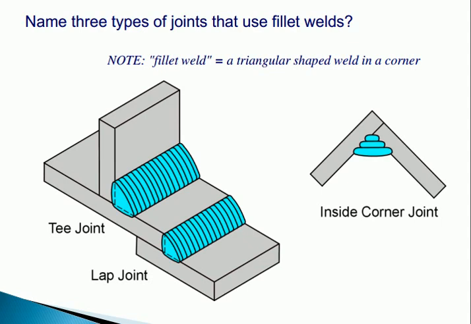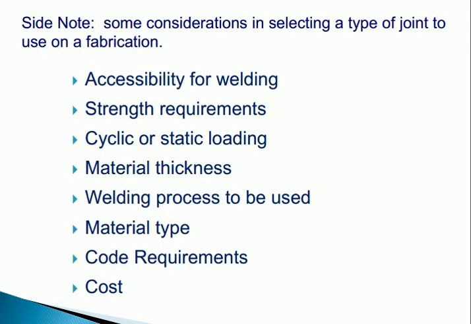Some considerations in selecting the type of joint to use on a fabrication: accessibility for welding, strength requirements, cyclic or static loading, coating, material thickness, welding process to be used, material type, code requirements, and cost.